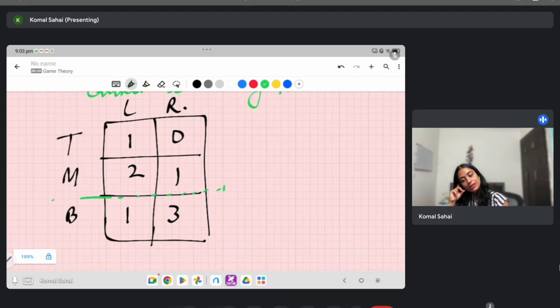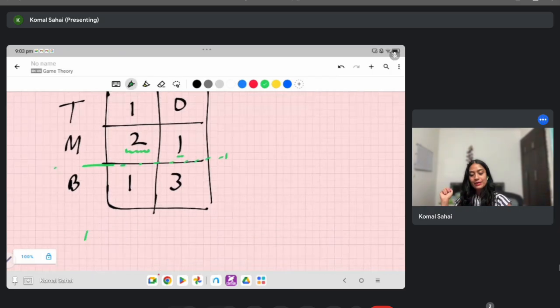If player 2 chooses L, right, the best action that player 1 can choose is 2, right, and if player 2 chooses R, the best action that player 1 can choose is M. So what we have here is that M strictly dominates T. T is a strictly dominated action and it will not be a part of any Nash equilibrium.